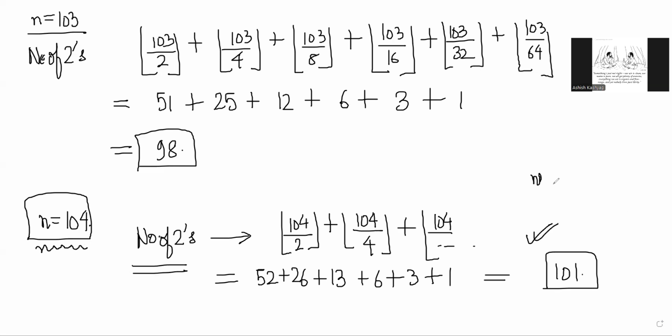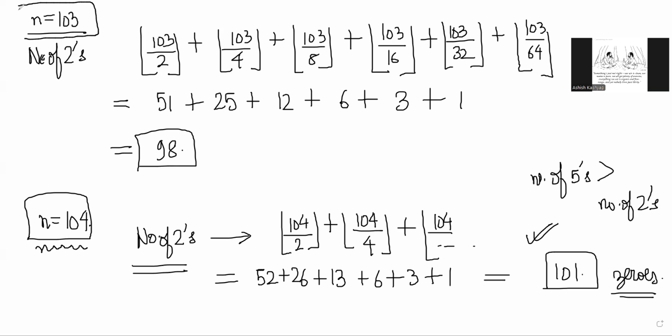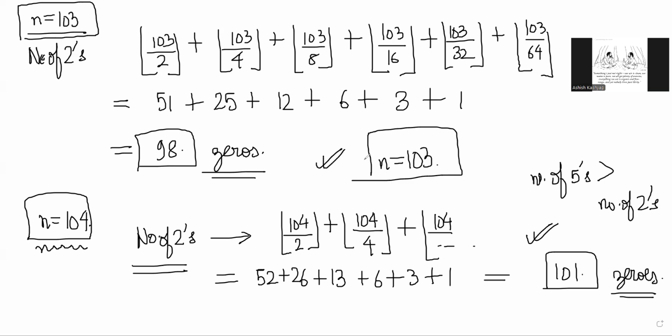And obviously the number of 5s is greater than the number of 2s. So there will be 101 zeros at the end, right? But for n equal to 103, you are getting 98 zeros. So the question was saying: find the greatest value of n such that 5 power n into n factorial ends in at most 100 zeros. So you cannot go above 100 zeros. So our answer would be n equal to 103. I hope it is clear what we have discussed. n equal to 103 is the answer.